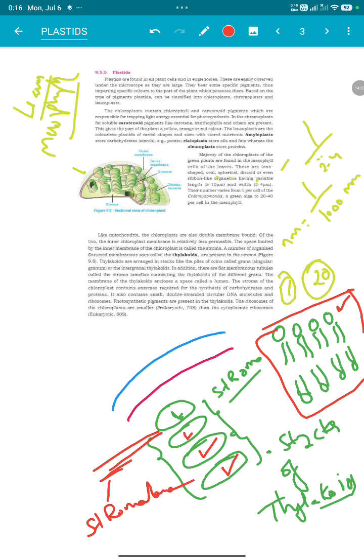The stroma of the chloroplast contains enzymes required for synthesis of carbohydrates and proteins. Here enzymes will be present because the C3 cycle takes place here. The food that is prepared is here only. So for synthesis of carbohydrates and proteins, the enzymes are present here only. It also contains a small circular DNA molecule and ribosomes.